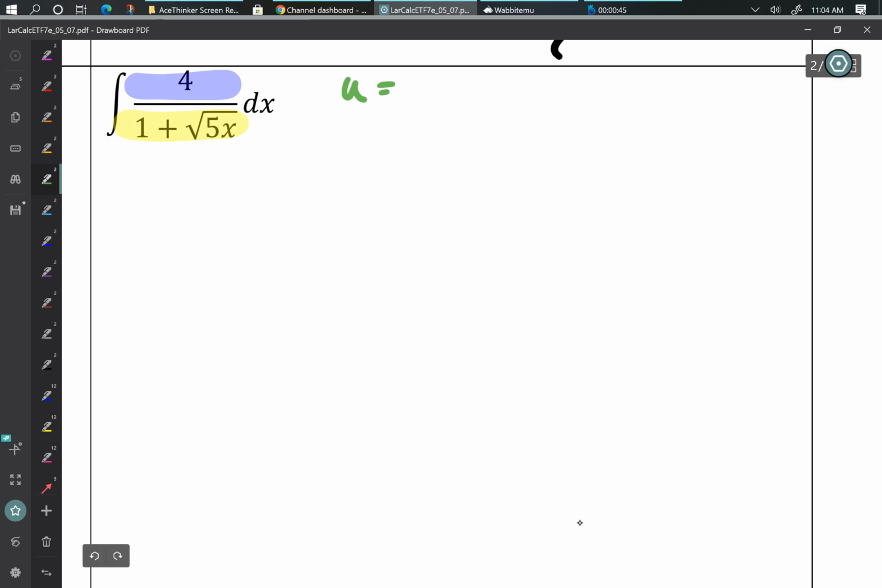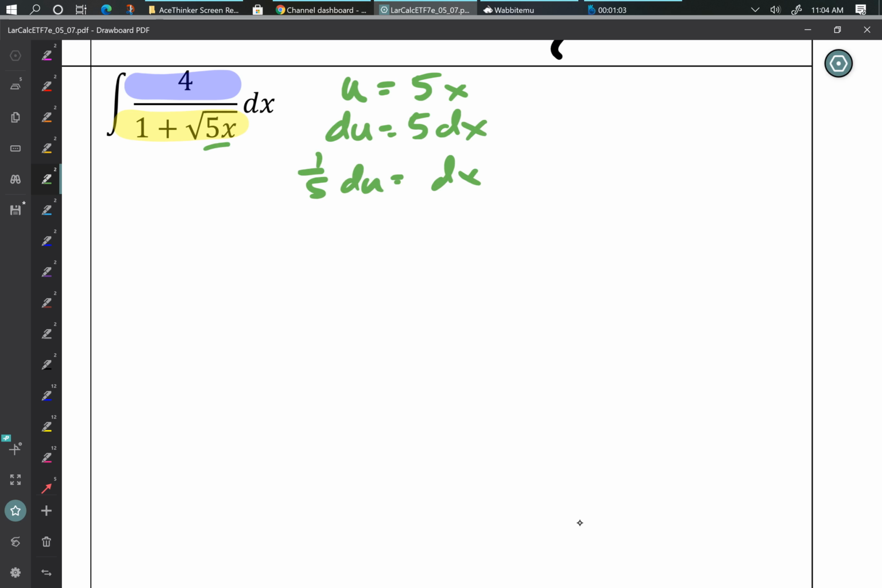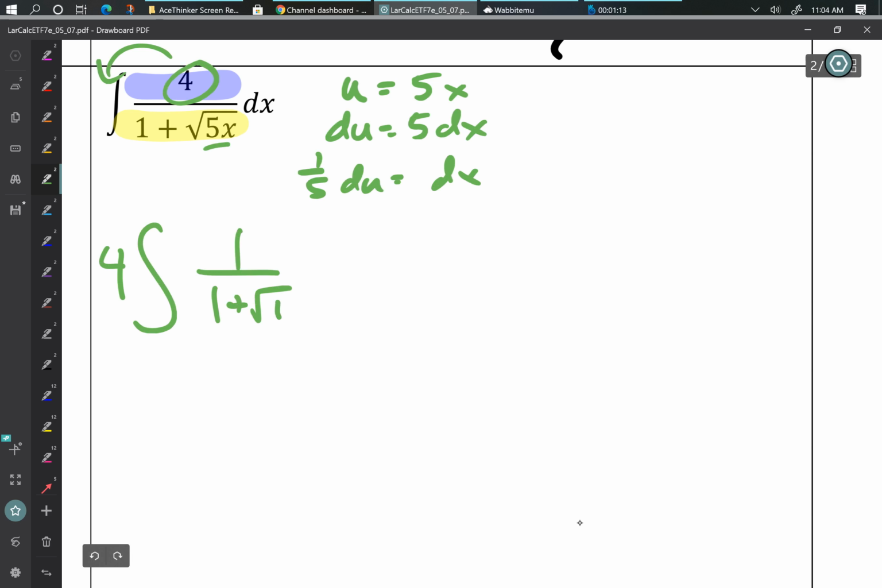So substitution would say that u is equal to 5x, right? Because that's the inside piece of that composite part. So let's try that. Then du would be 5 dx, or 1/5 du would be dx, and let's try that substitution and see if that works. So I'm going to take this 4 and pull it out in front just to get out of the way. So that's 4 times the integral of, let's see, 1 over 1 plus the square root of u times 1/5 du. Okay.